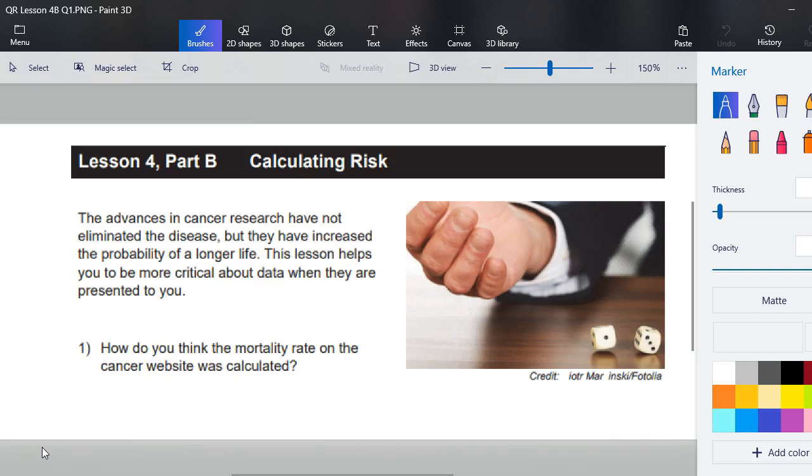So one answer you might have said about the mortality rate on the cancer website is that you could divide the people who died by cancer by the total number of people who have cancer. You could divide the number of people who died from cancer by the total number of people who died.